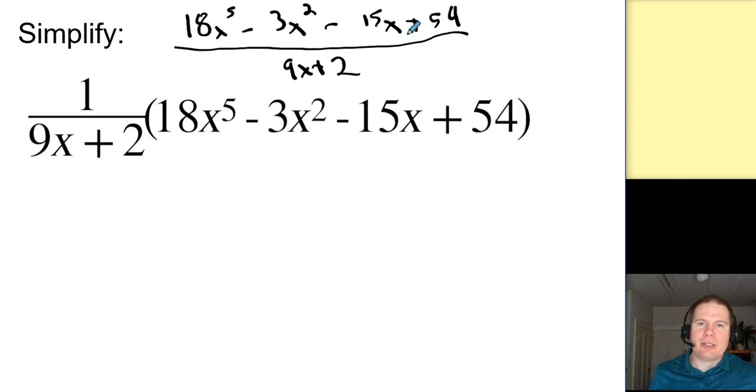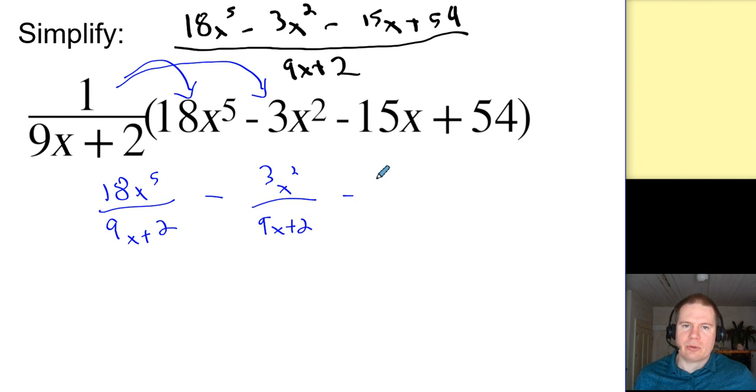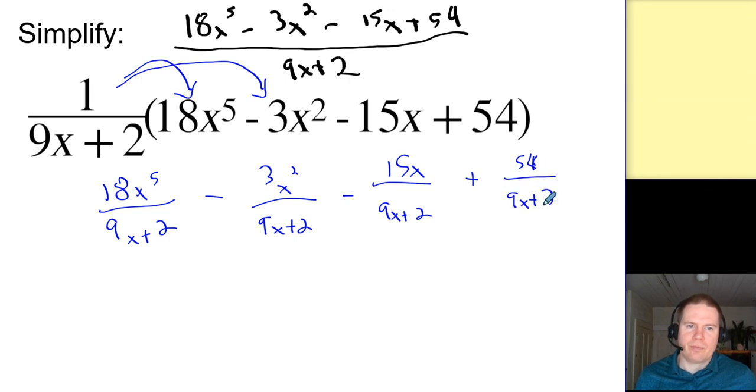But if we try to take this expression and simplify it the way we've been doing, this first term times my coefficient here, right? Distribute all of this. Right? This first term divided by 9x plus 2. Next term divided by 9x plus 2. Last term. Doesn't really work here, right?